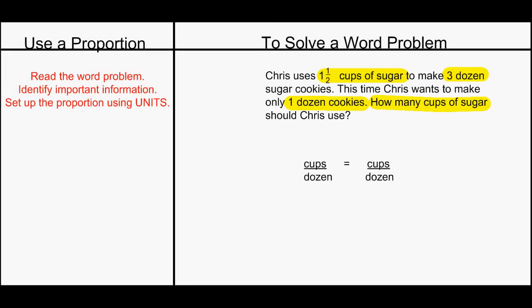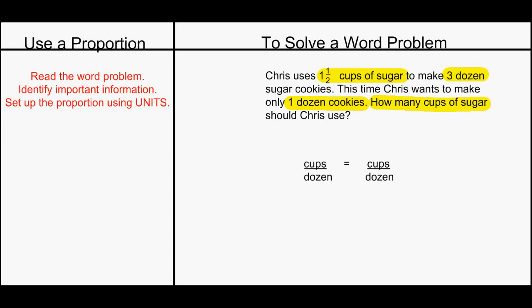In our next word problem, I'd like you to see that in the proportion you don't necessarily need whole numbers. You can set up a proportion using decimals or fractions or mixed numbers. Let's try this one. Chris uses 1½ cups of sugar to make 3 dozen sugar cookies. This time, Chris wants to make only 1 dozen cookies. How many cups of sugar should Chris use?